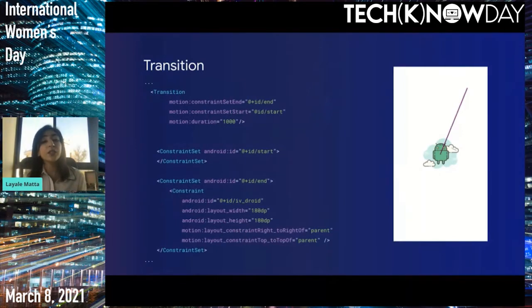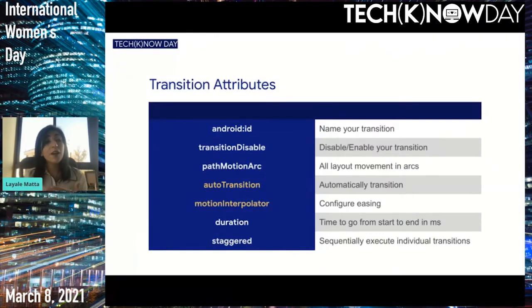With this code here, we have defined the start state and the end state, and automatically the system will take the most appropriate transition between them. All we have to do is define the different states, and MotionLayout will transition between them. So there are many attributes for the transition tag. We have already talked about the duration. Let's explore two more, auto transition and motion interpolator.